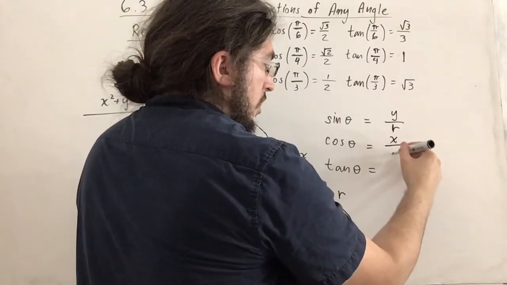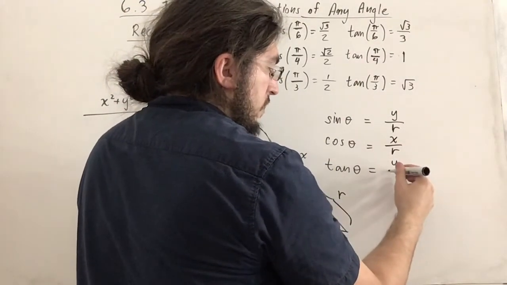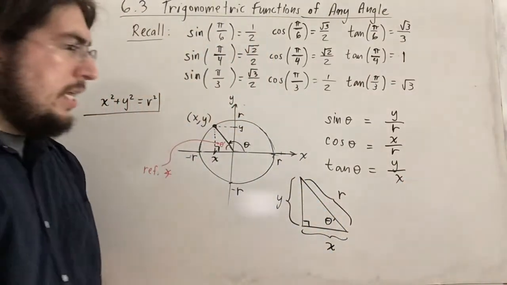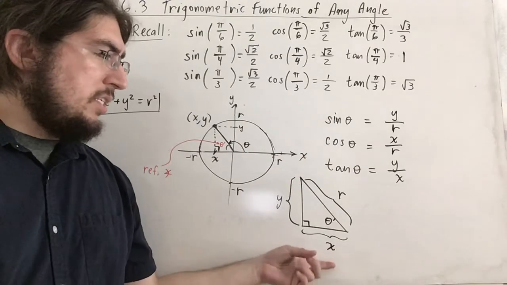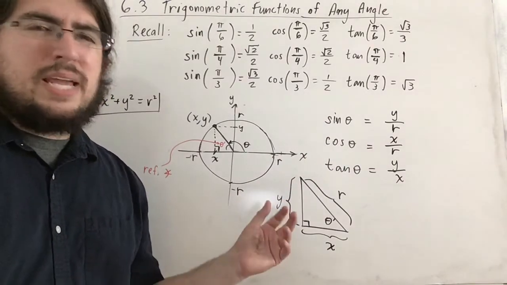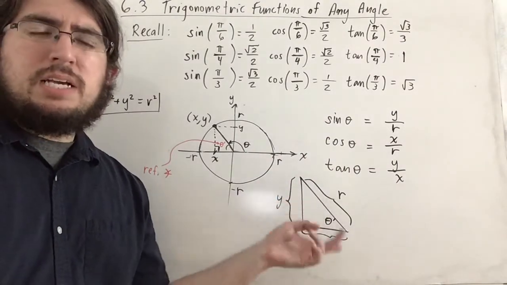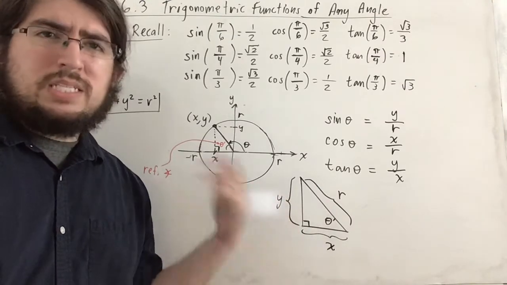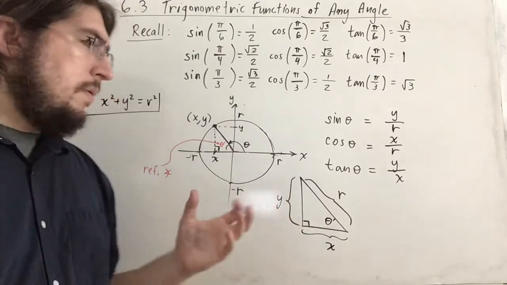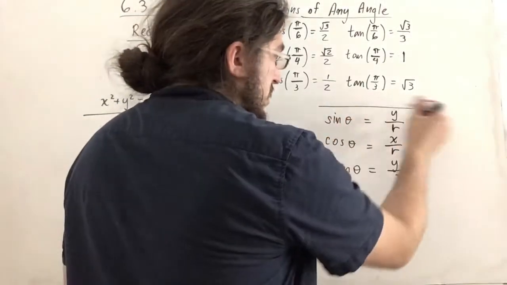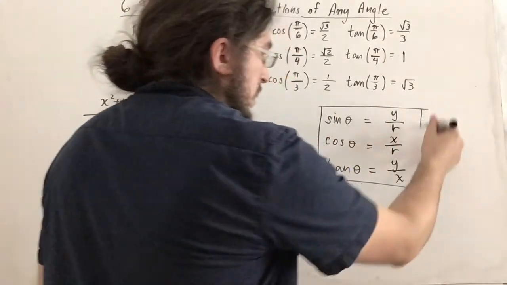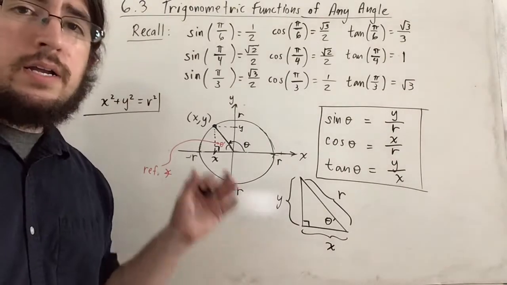X over r will be cosine, and then y over x would be opposite over adjacent for tangent, and for cosine, that's adjacent over hypotenuse. But again, the details on theta prime we have yet to discuss. We'll discuss that in a second. But for right now, I just wanted to give us this idea here that this is our new notion of trig functions beyond the first quadrant.